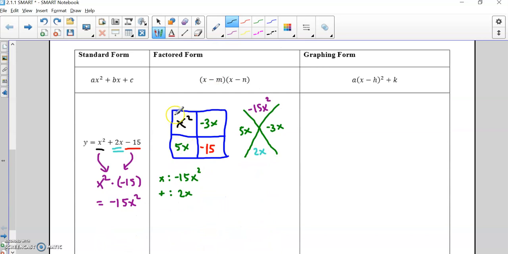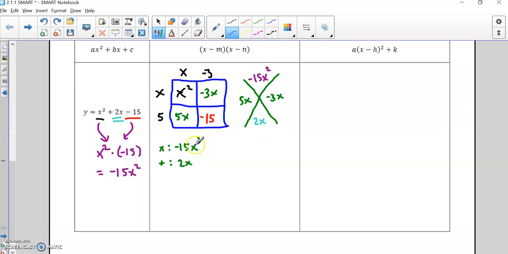So, what times what equals x squared? Well, x times x equals x squared. Over here, we say, what times x equals 5x? Well, that would be 5. Over here, what times x equals negative 3x? Well, that would be a negative 3. So that's what we're going to put there. Once you've done that, you've pretty much finished the process.